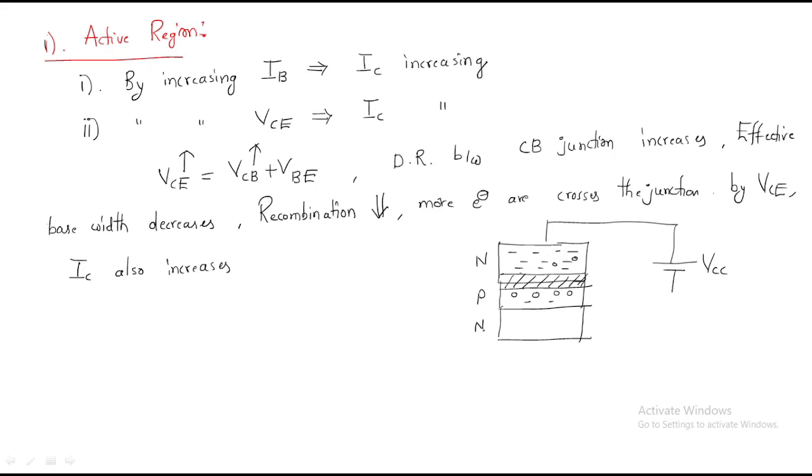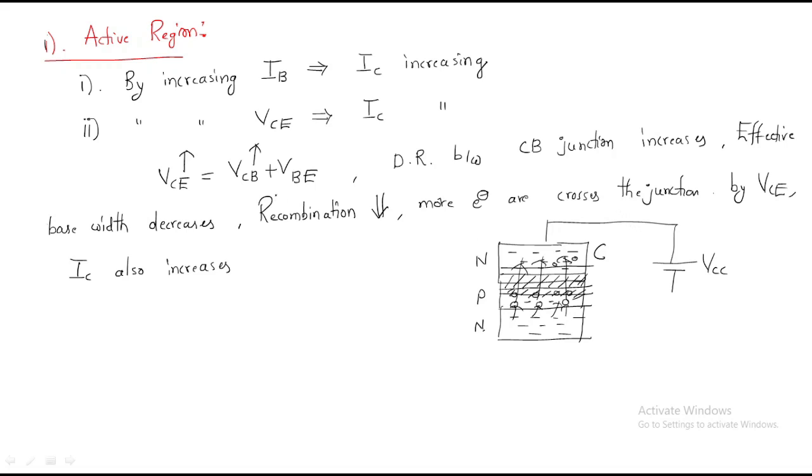By increasing this, what happens? The depletion layer width again increases, and the number of charge carriers decreases. Whenever the number of charge carriers decreases and we input bias, recombination decreases, and more electrons flow into the collector region. Then automatically the current also increases.